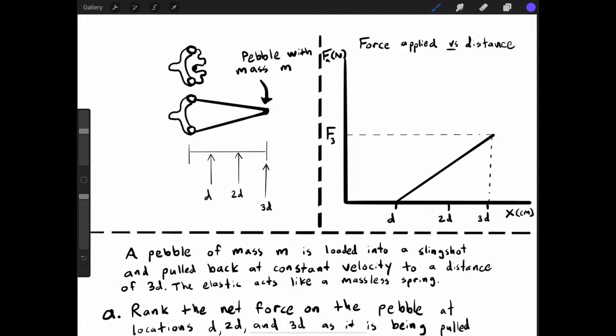A pebble of mass m is loaded into a slingshot and pulled back at constant velocity to a distance of 3d. The elastic acts like a massless spring. So what does that mean? We can use some spring equations on this thing.